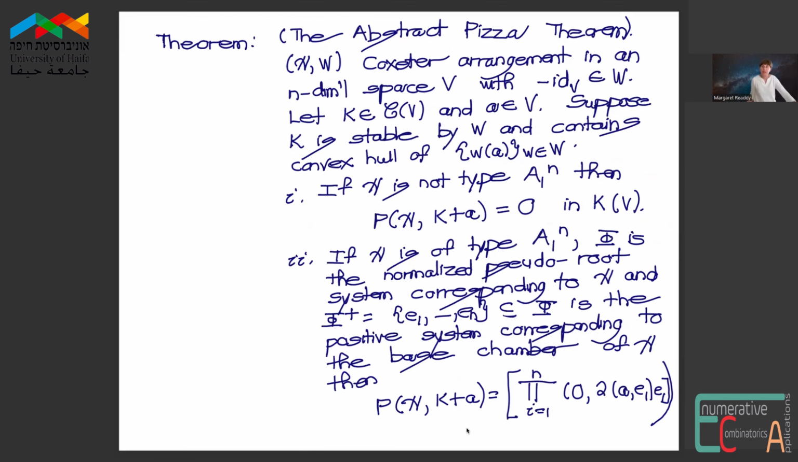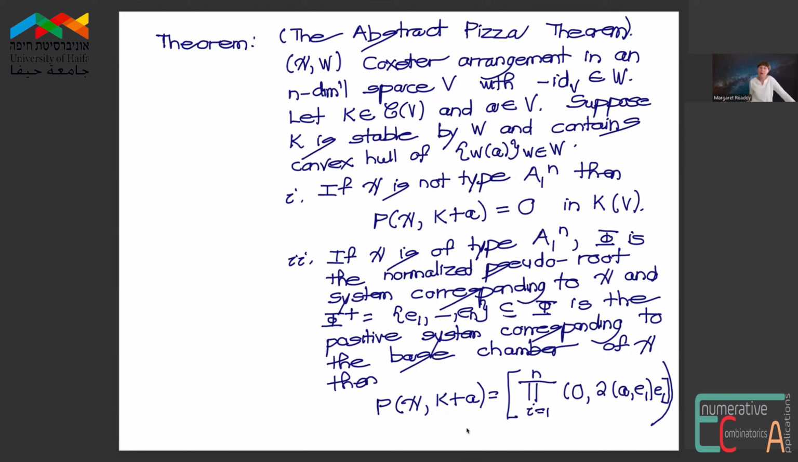So the abstract pizza theorem says the following. Again, we're in this Coxeter arrangement setting, and the negative of the identity is in your Coxeter group. Again, the set K is in script C of V, stable by the Coxeter group, and this point is chosen so that all its images with respect to the Coxeter group are in the set K. If we're not of type A1 to the N, then the abstract pizza quantity is going to be 0, again viewing it in this abstract setting.